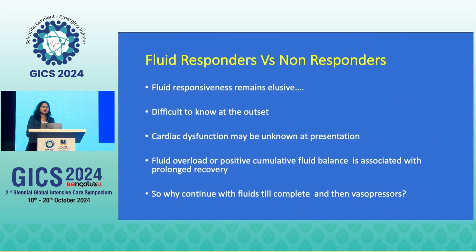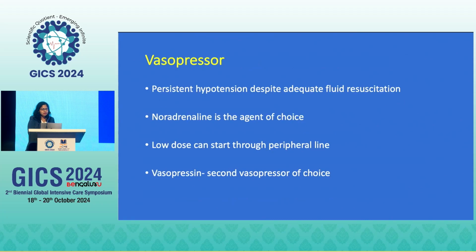And here comes the concept of starting vasopressors early. I think in the last at least 3-4 years, we have come to understand, and we are accepting more than before, that vasopressors should be commenced earlier in these patients rather than waiting for that prescription of 30 ml per kg to be over and then hooking on the vasopressors. How are vasopressors helpful?